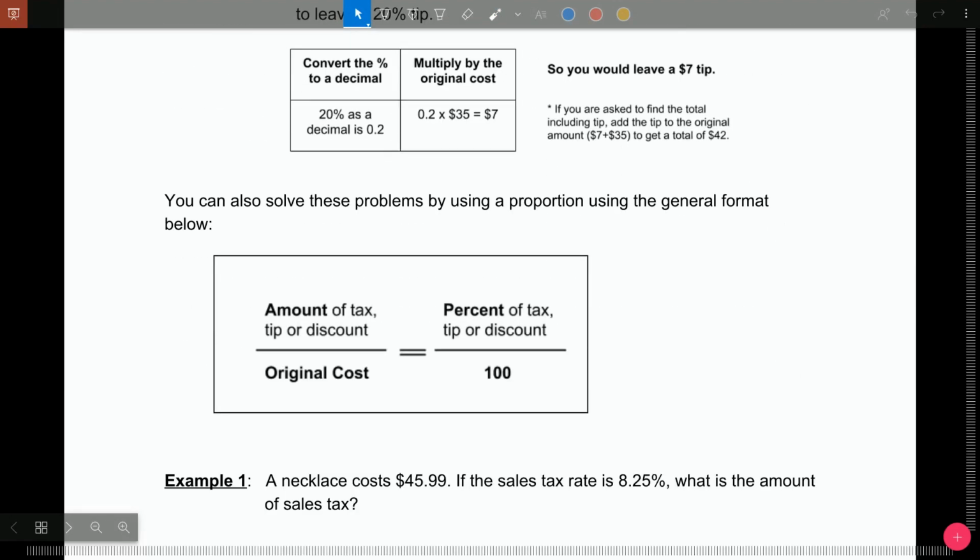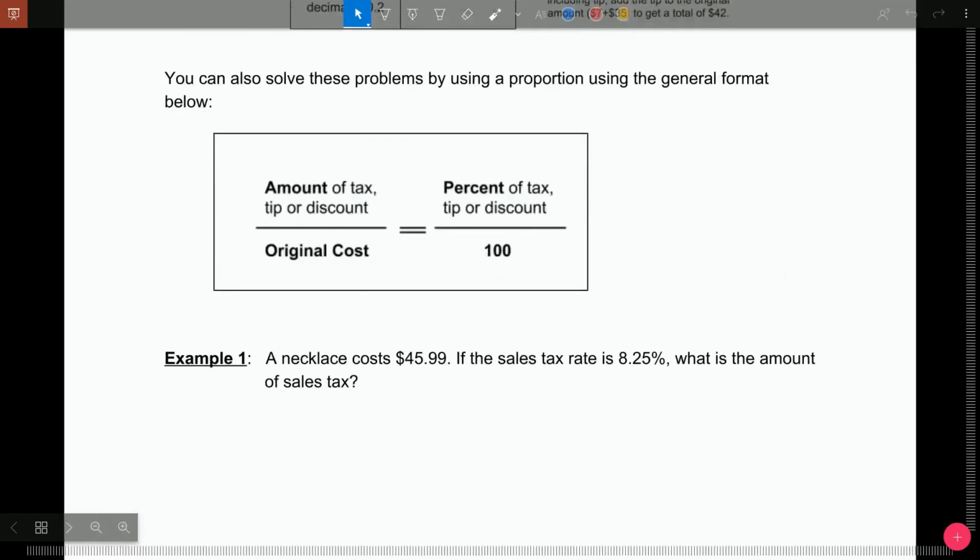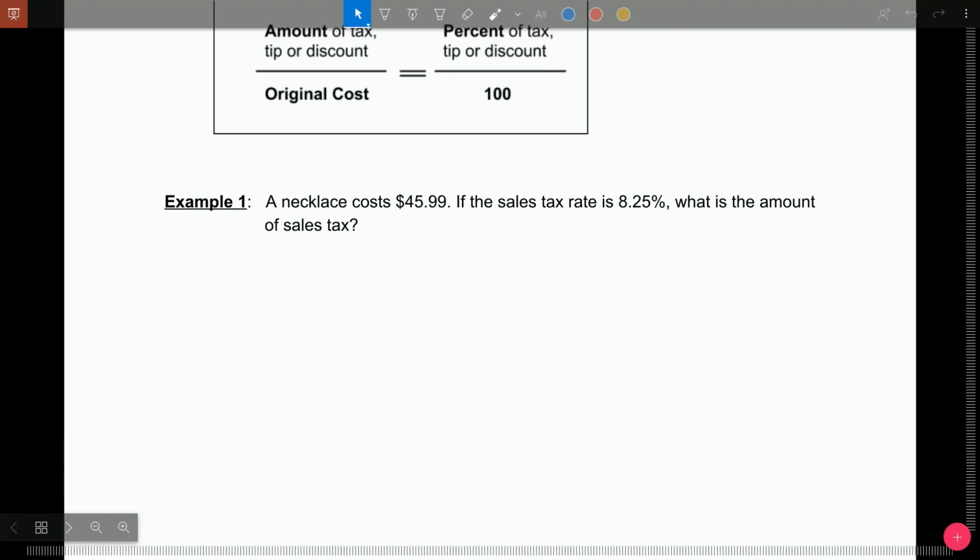So now that we've learned how to solve proportions, you can also do these types of problems using a proportion. So here's kind of the general format that we follow. When solving these proportions, if we're trying to find the amount of tax, tip, or discount, we look at the ratio of that to the original cost. In our second fraction, we're looking at the percent of tax, tips, or discount over 100, which would be the total possible percentage. Or possibly you could consider that being the percent of the full original cost.